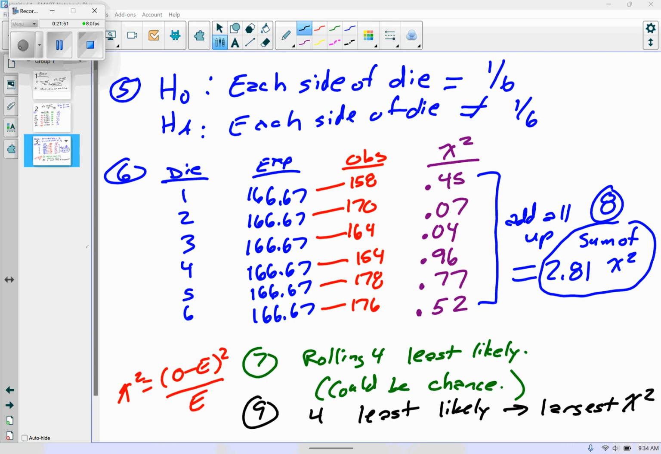All right. So flip the page, and we can do the chi-squared distribution. You with me? All right.